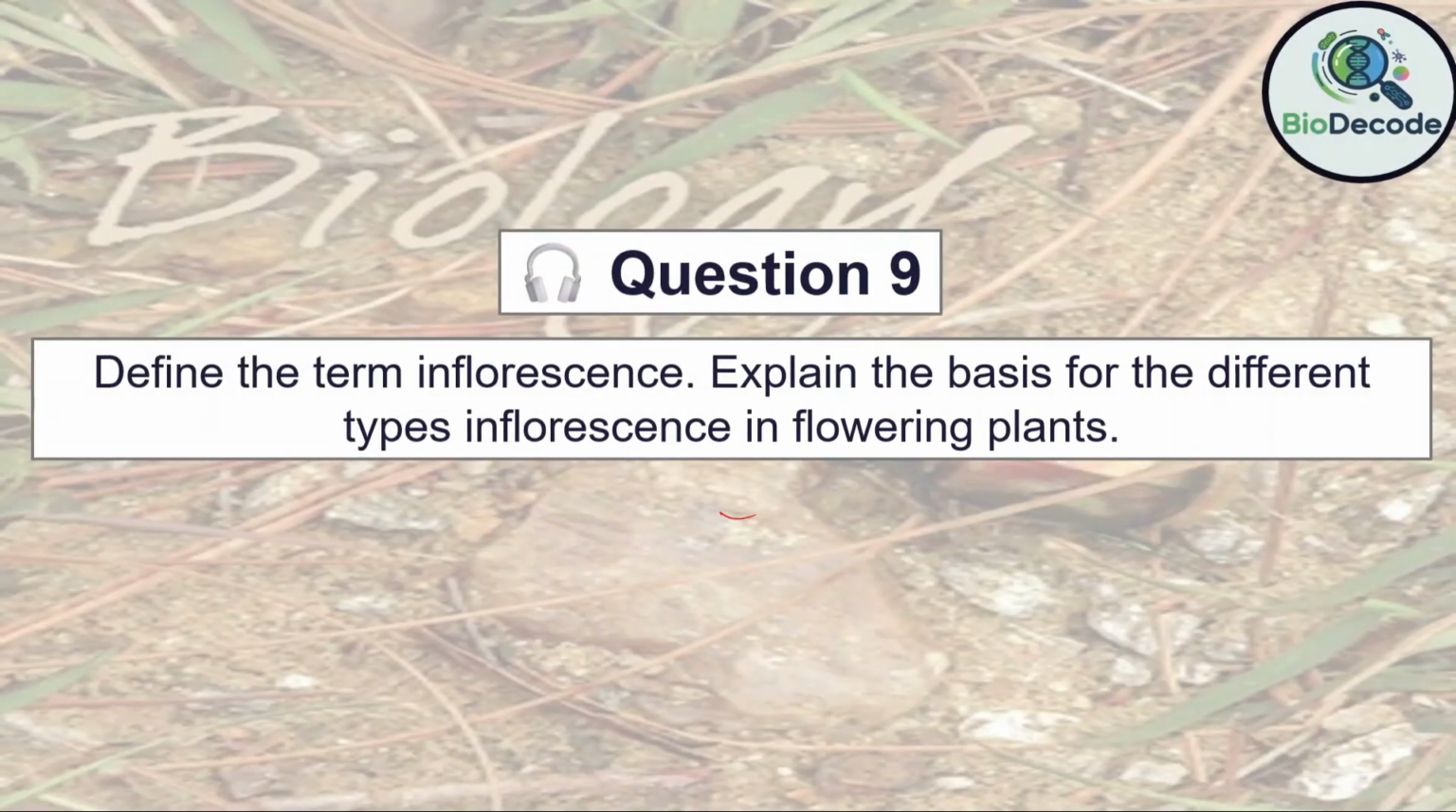Question 9. Define the term inflorescence. Explain the basis for the different types of inflorescence in flowering plants. Answer. Inflorescence refers to the arrangement of flowers on a floral axis. Second, the basis of classification depends on the growth pattern of the main axis and the order of flower development.